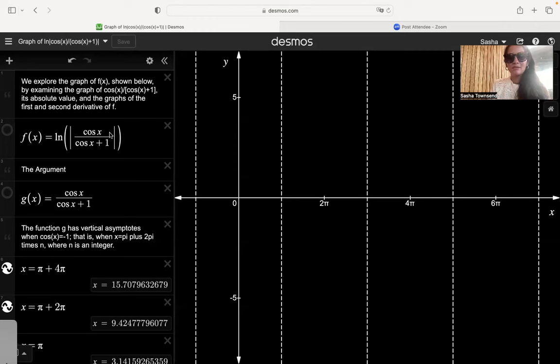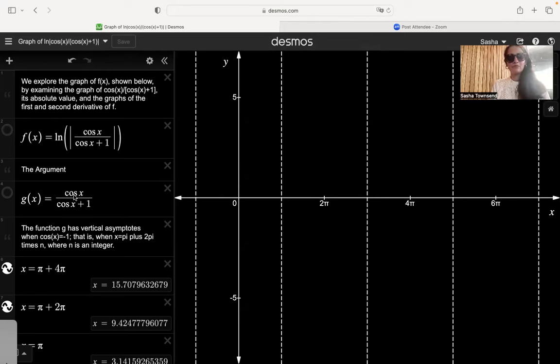to have some sense of what this graph looks like is to look at the argument function. So we're looking at the function inside those absolute value bars. And once we know how that function behaves from negative infinity to infinity, we can use that combined with what we know about the graph of the natural log of x to infer what this graph has to look like. So I've got g of x is cosine of x divided by cosine of x plus 1.